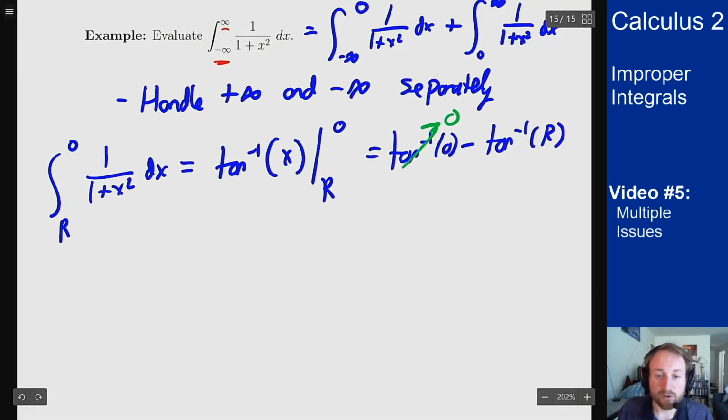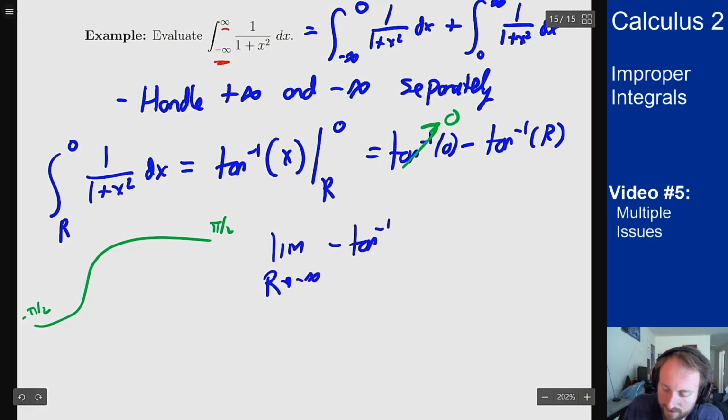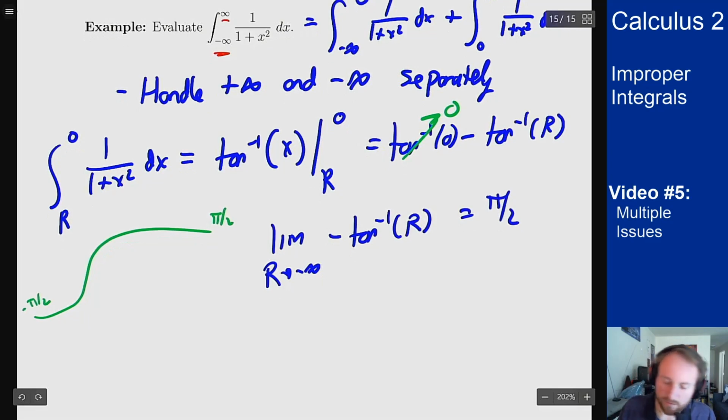And what happens to inverse tangent as I send its argument to minus infinity? Well, that goes to minus pi over 2. The graph of inverse tangent is something like this, where this goes to minus pi over 2 and this goes to pi over 2. So when I take the limit as r goes to minus infinity of negative inverse tangent of r, I get pi over 2. So this integral converges, and we'll see the other one also converges by a very similar argument.